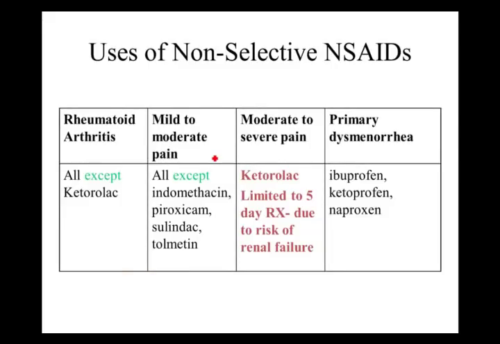So there are lots of different clinical uses of NSAIDs. We'll talk about rheumatoid arthritis. Pretty much all these drugs except ketorolac can be used for RA. When we talk about mild to moderate pain, anything except indomethacin, sulindac, or piroxicam can be used. Moderate to severe pain, ketorolac is really good, but you have to limit it to five pills. Primary dysmenorrhea: ibuprofen, ketoprofen, naproxen. All these are relatively good for dysmenorrhea equally.